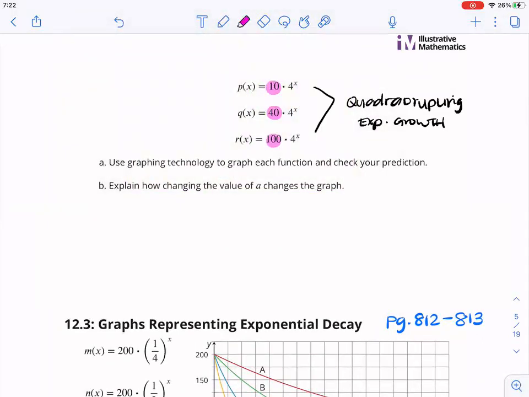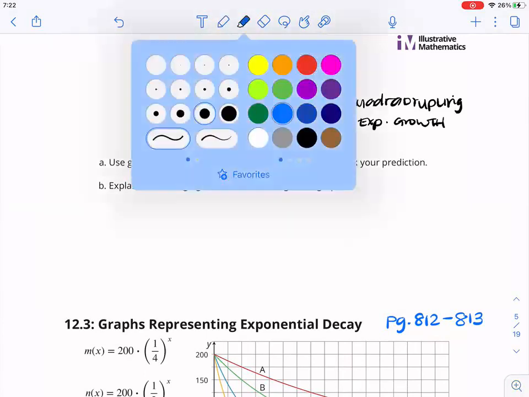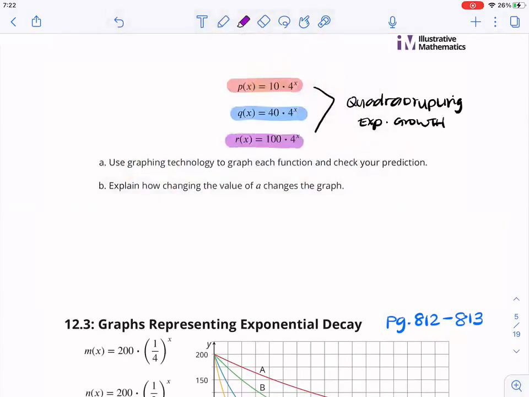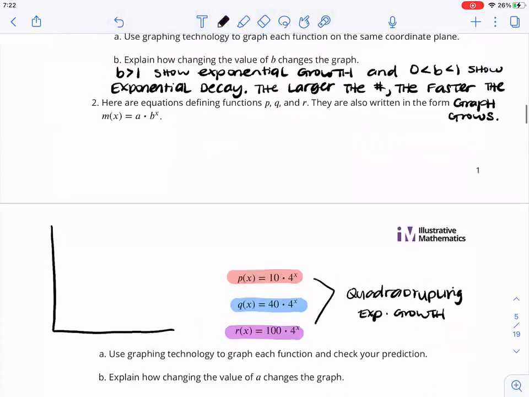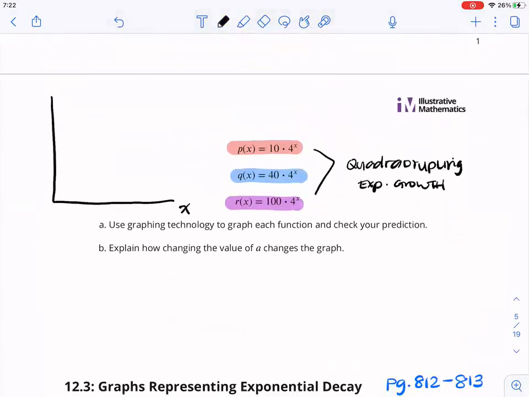Okay, so A says use graphing technology to graph each function and check your prediction. Explain how changing the value of A changes the graph. Okay, let's use different colors here. So we'll use red, blue, and purple. Okay, let's make the graph. And you guys have a lot more room than I do, so please make use of the space.